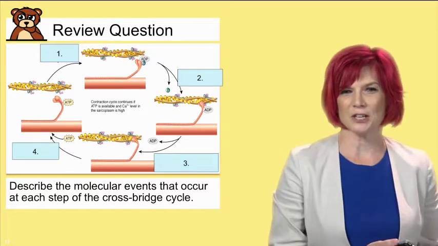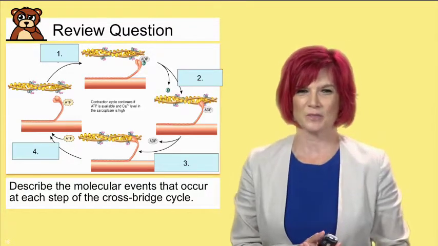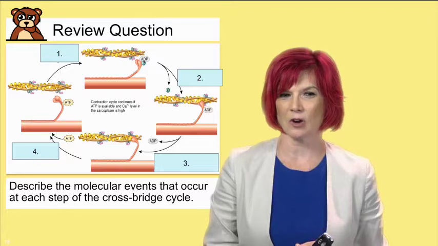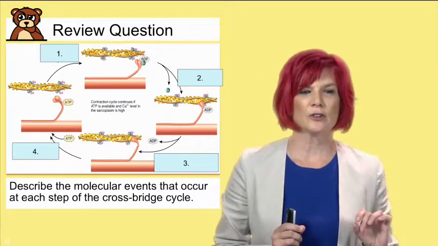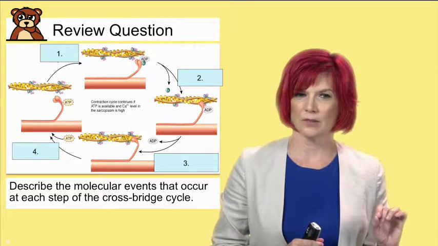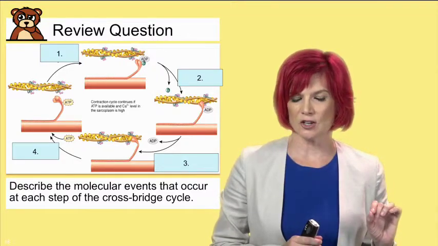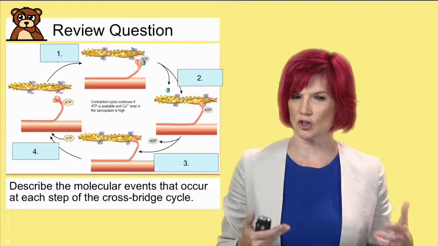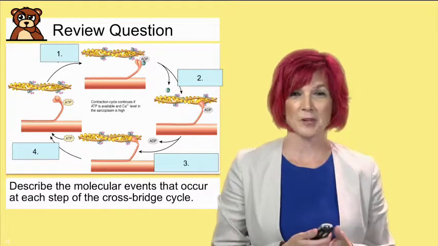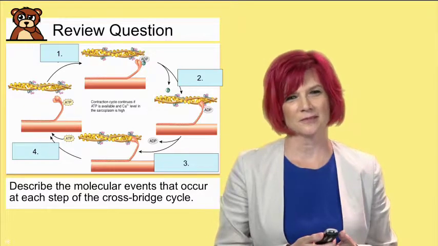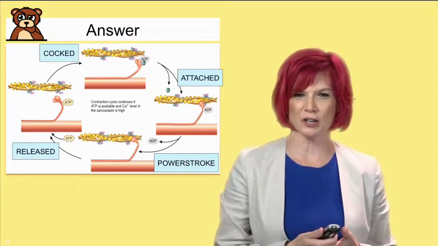Now that you've watched the video, here's a review question. Shown on this schematic diagram are 4 individual stages of the cross-bridge cycle. Label each stage and describe how they contribute to skeletal muscle force production. Think about it. The answer is shown here.